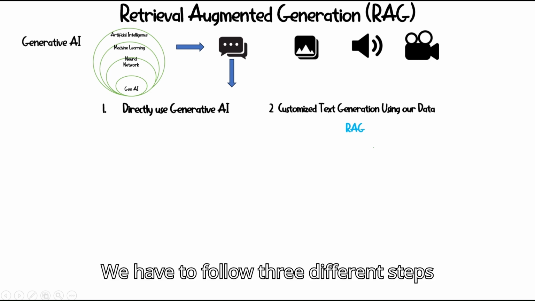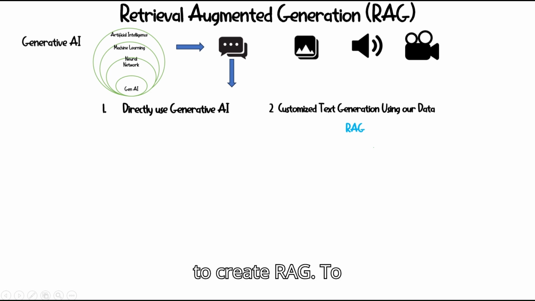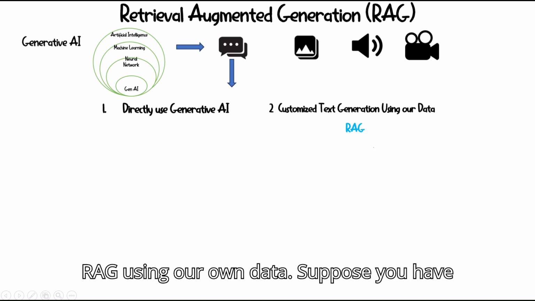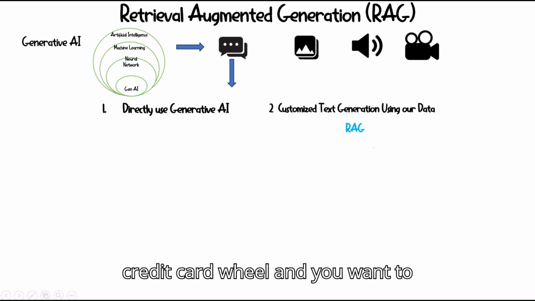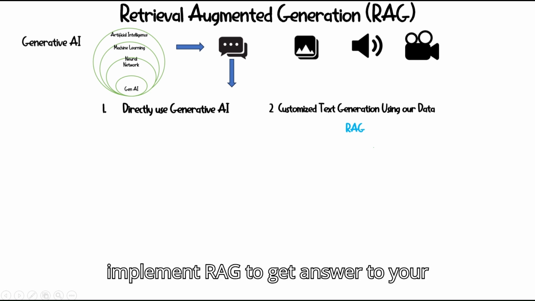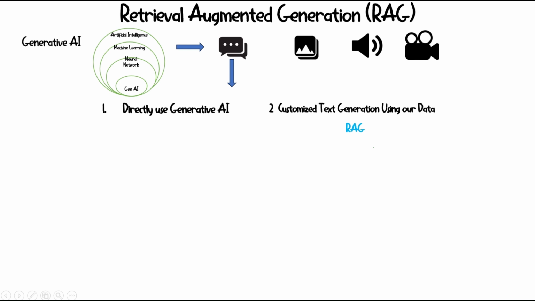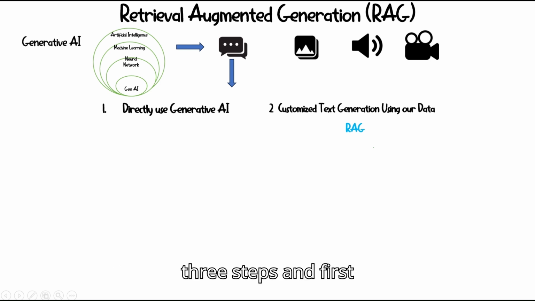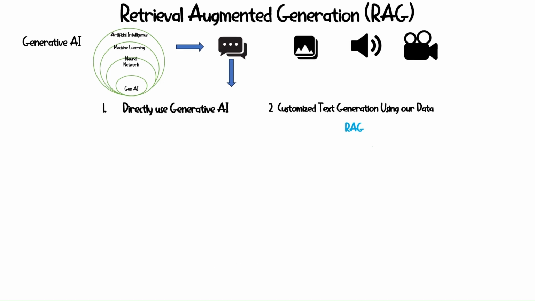We have to follow three different steps to create RAG. To keep it simple, we will try to understand RAG using our own data. Suppose you have a credit card bill and you want to implement RAG to get answers to your questions. To implement RAG, we will have to follow three steps. And the first step will be retrieval.